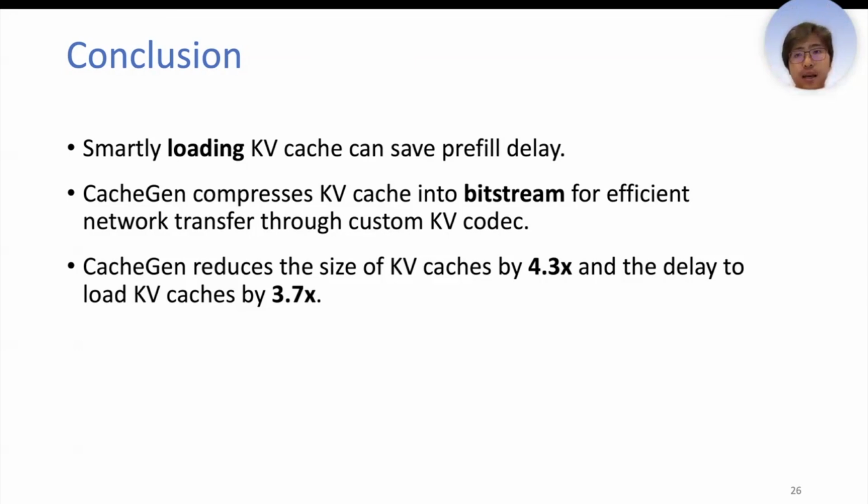In conclusion, smartly loading KV cache can save prefill delay. CacheGen compresses KV cache into compact bit streams for efficient network transfer through a custom KV codec. It reduces the size of the KV cache by 4.3 times and the delay to load KV caches by 3.7 times.